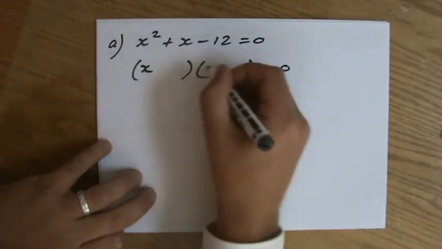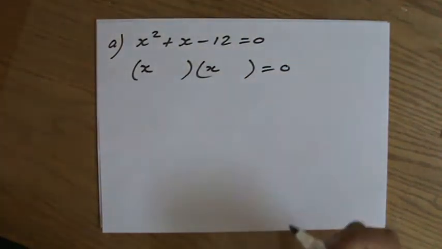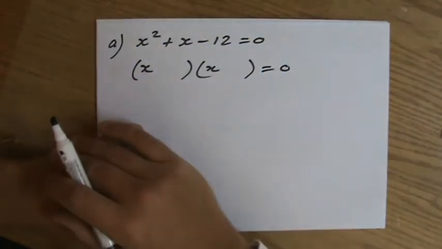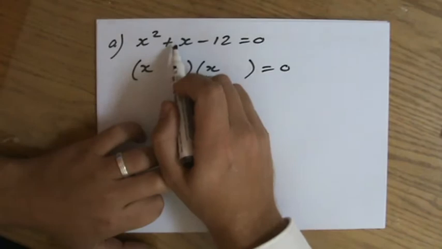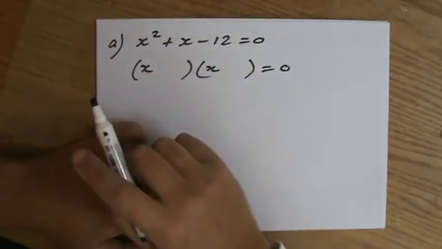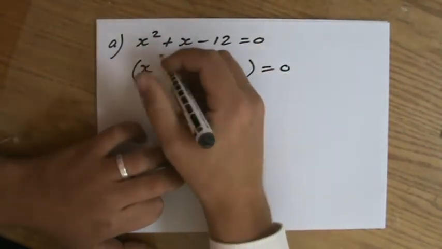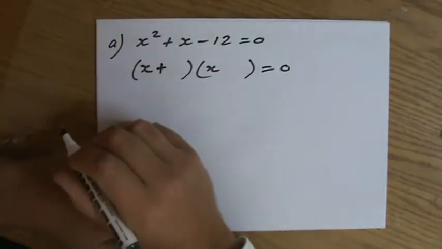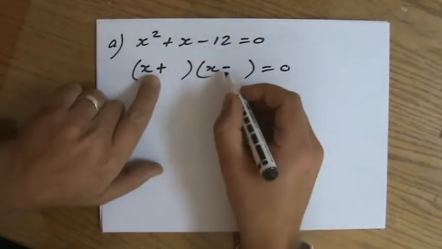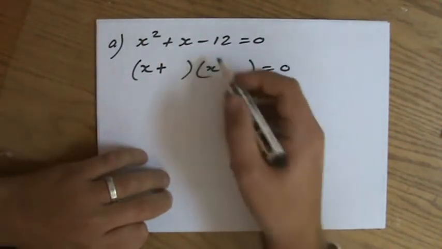Equals 0, x and an x there. Two numbers: if I multiply, minus 12, and if I add them, I should get 1. Now that is a little bit tricky, isn't it? Well, the multiplication is a negative. That means that one of my numbers is going to be positive, and that means that my other number has to be negative, because a positive times a negative number is going to give me a negative answer.